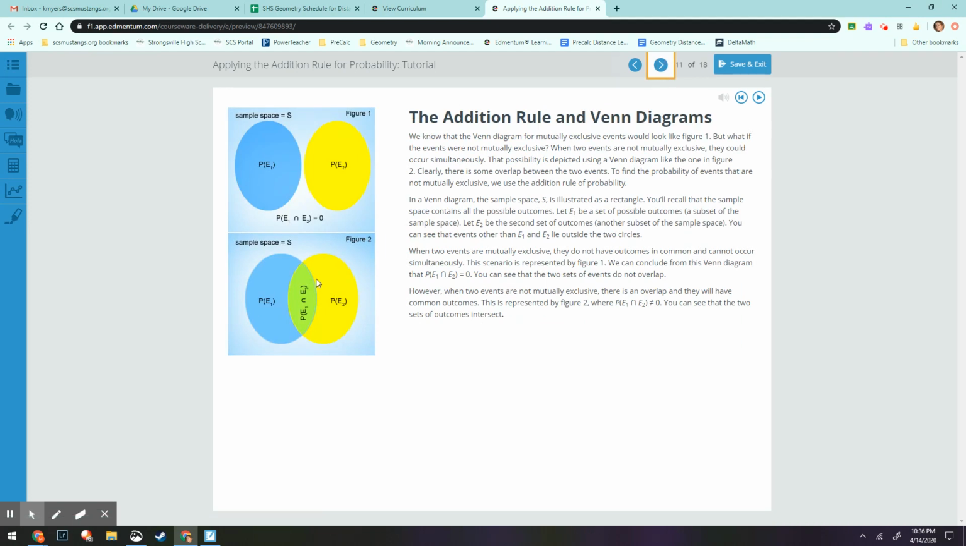If they are not mutually exclusive, they're going to look like this, where they have that little overlap. And that's where we need to account for that and subtract that from the probability so that we don't double count anything. And that's kind of what all this is saying.